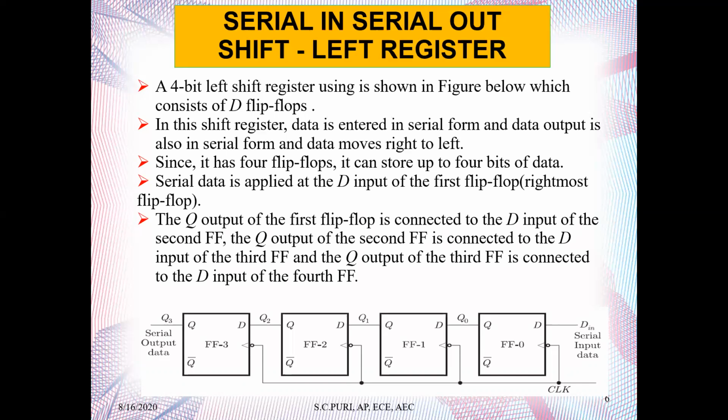The Q output of the first flip-flop is connected to the D input of the second flip-flop. The Q output of the second flip-flop is connected to the D input of the third flip-flop, and the Q output of the third flip-flop is connected to the D input of the fourth flip-flop, and so on and so forth if you want to increase the size of the register. The output data is taken from the Q terminal of the last flip-flop, at present Q3.